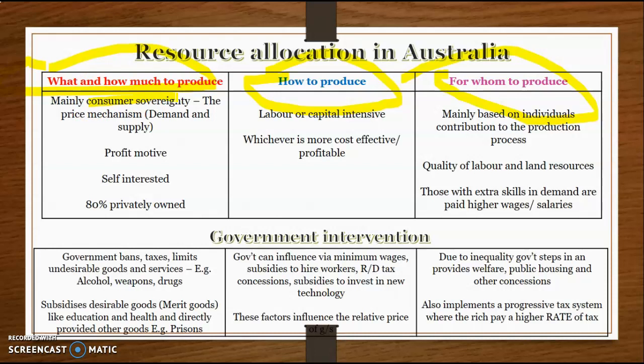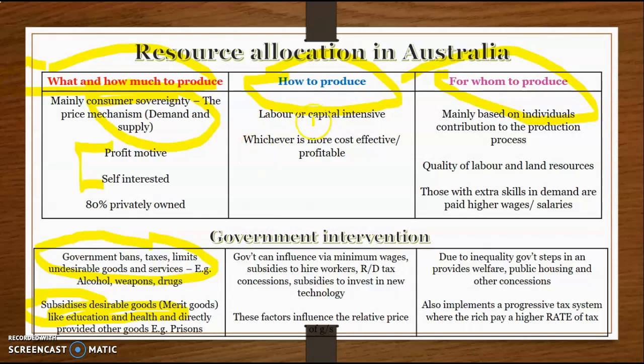Producers are self-interested and profit motivated, so they will produce the goods and services that maximize their profits, and they're the products that are in demand. So self-interested, profit motivated producers will shift resources into areas that maximize their profits based on what consumers demand. However, the government also intervenes through banning, taxing, and limiting production of certain products because they're bad for society, and also subsidizes more desirable products like education and health because they have positive benefits for society.